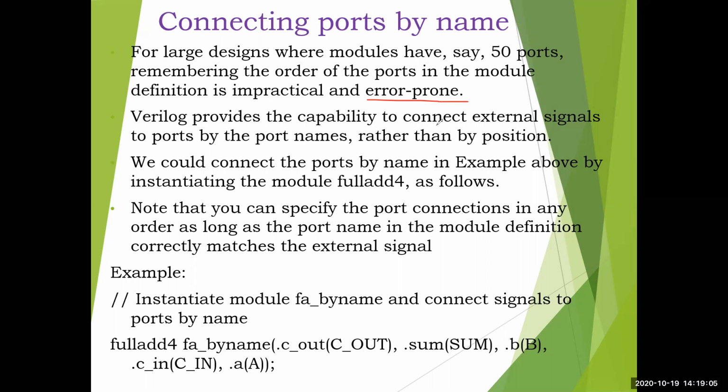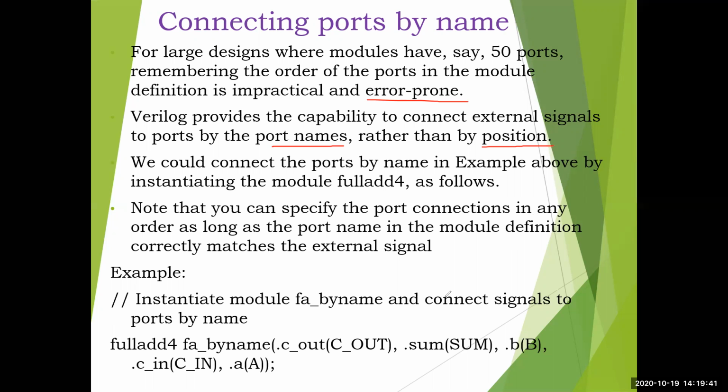Verilog provides the capability to connect external signal ports by the port names rather than by position. Ordered list is about position, first position, second position only, whereas now we will have a name. We'll see how to do that. We could connect the ports by name in the example above by instantiating the module full add 4 as follows. Note that you can specify the port connections in any order as long as the port name in the module definition correctly matches the external signal. So this is the advantage of this one. Since we are giving names, you can write it in any order, and it will not bother.